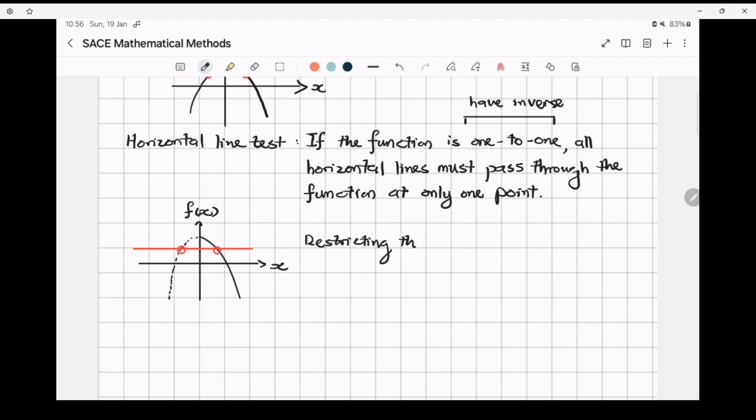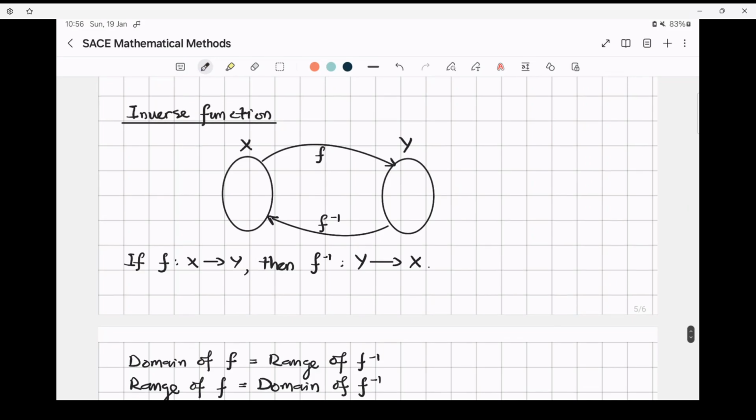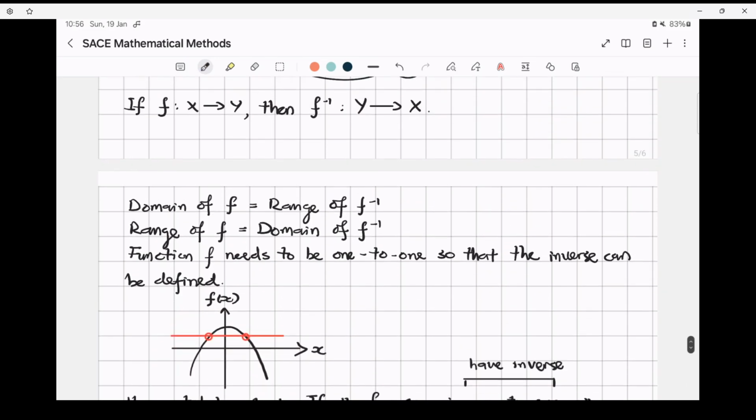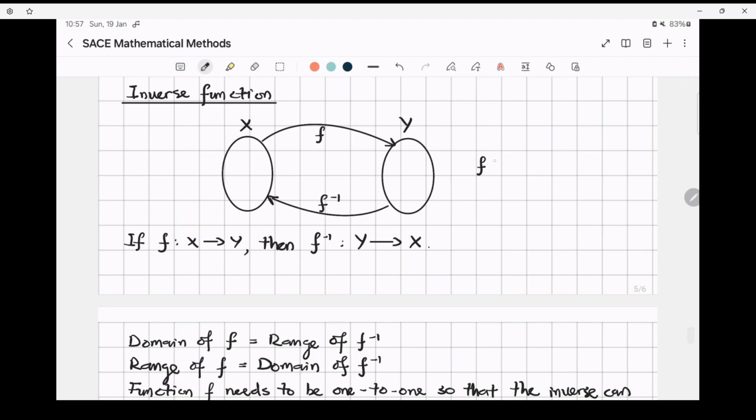Restricting the domain so that the function is one-to-one. Okay. So over here, obviously you can see that f composite with f inverse will be equal to f inverse composite with f, and this is x.